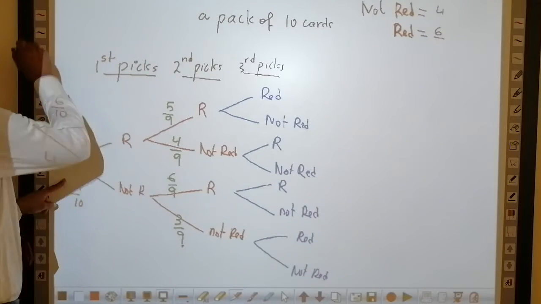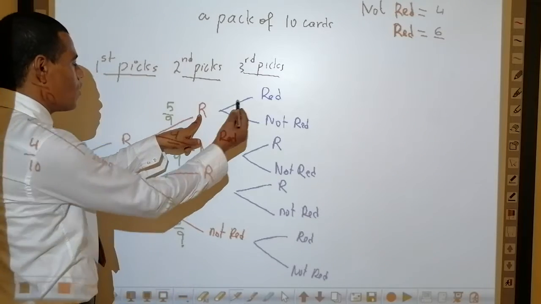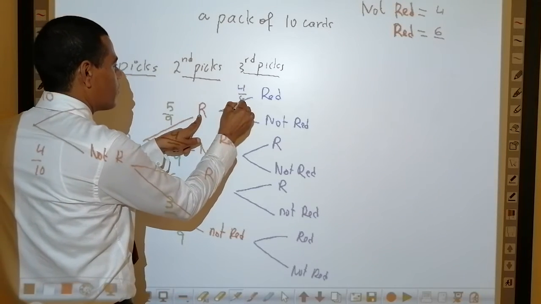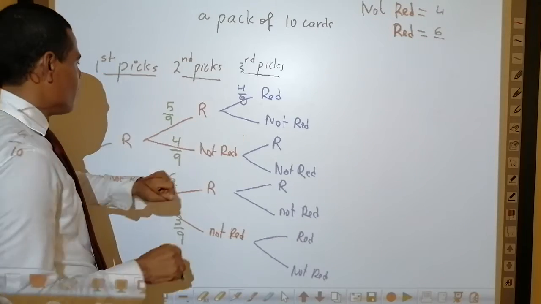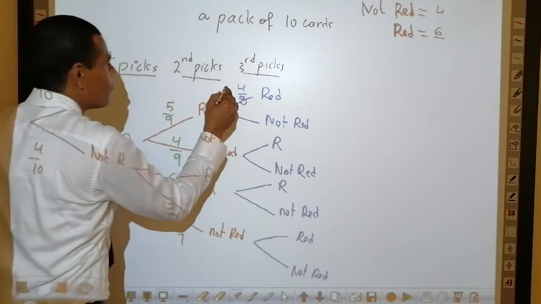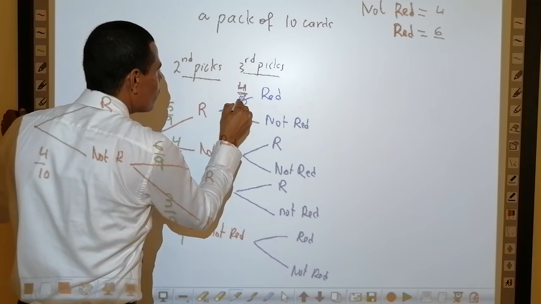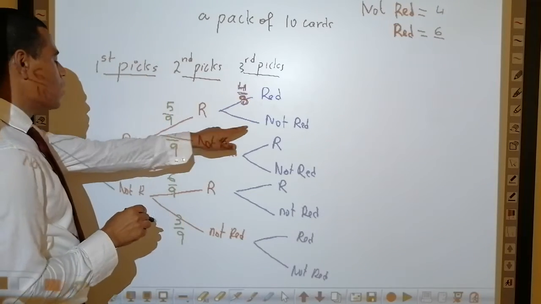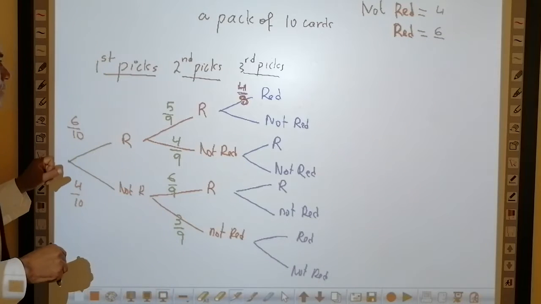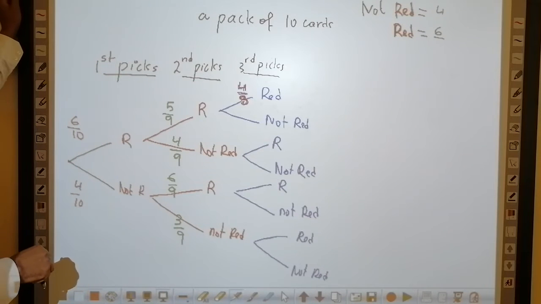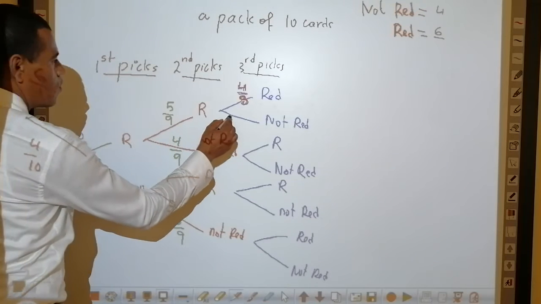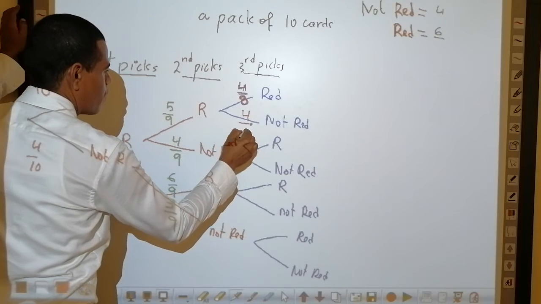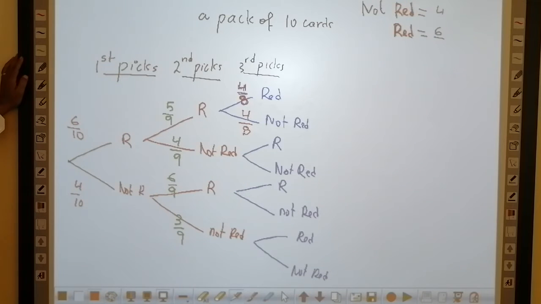Then the second one. Red, now also red, it's 4 over 8. Okay? Then now I will use red, it will be 4 over 8. And now not red. Not red, okay, it will be what? So red, not red will be 4 over 8, because we have 4. Okay?